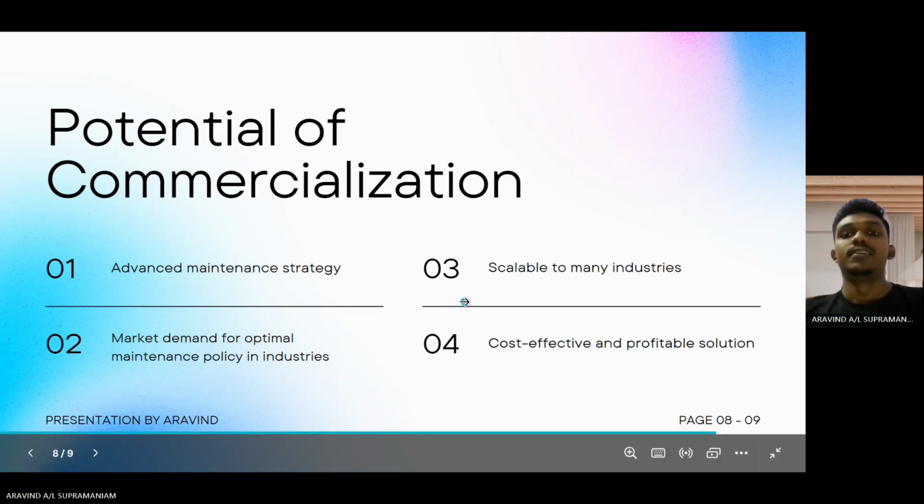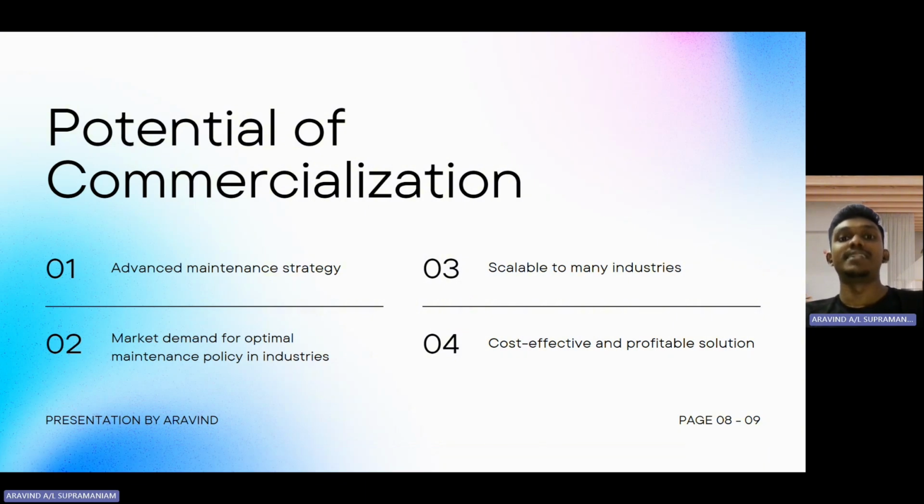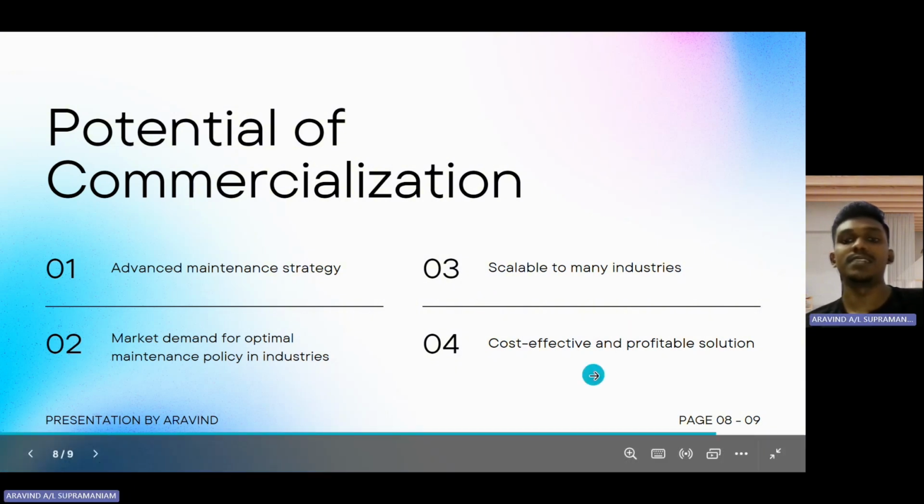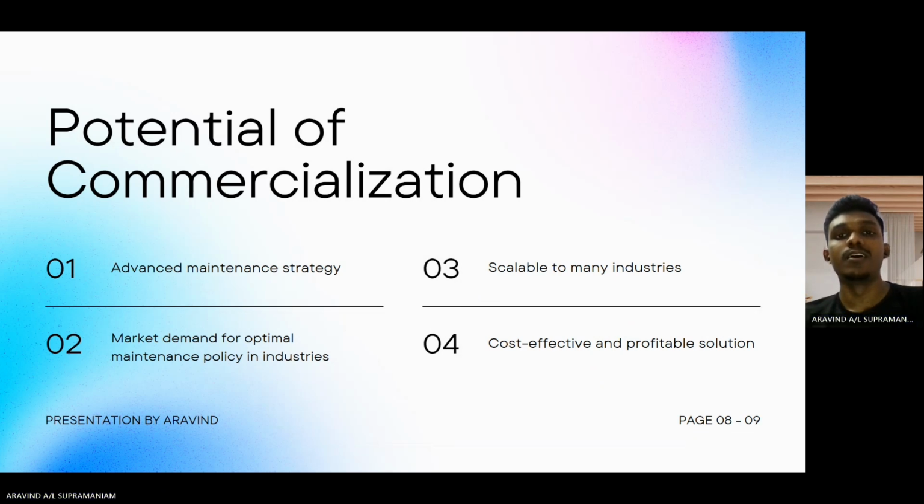Third, the deep reinforcement learning based predictive maintenance solution is scalable to many industries, not only for manufacturing. It can also expand to automotive and also aerospace industries. Last but not least, it is a cost-effective and profitable solution. Since we are preventing machine failure from occurring, this is a very cost-effective solution. And also we can gain profit from preventing the machine from failing and also performing the maintenance at the right time.